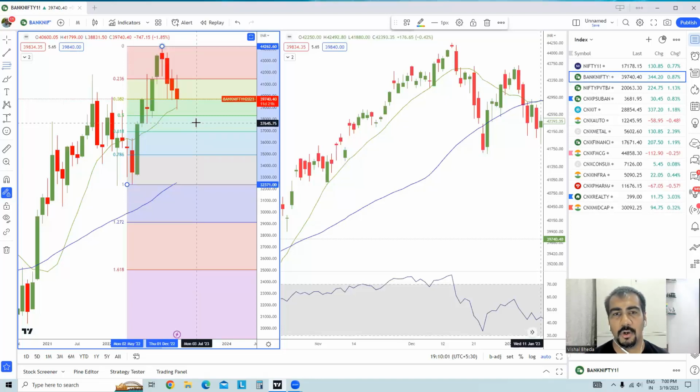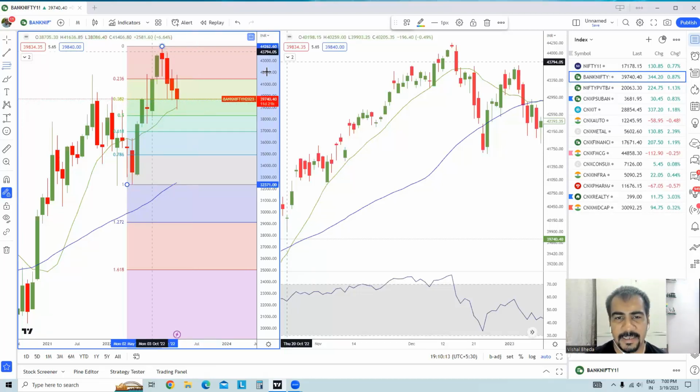So generally a stock or an index which retraces less is stronger in terms of state of trend. And this is a pretty decent support, considering this particular candlestick cluster over here.